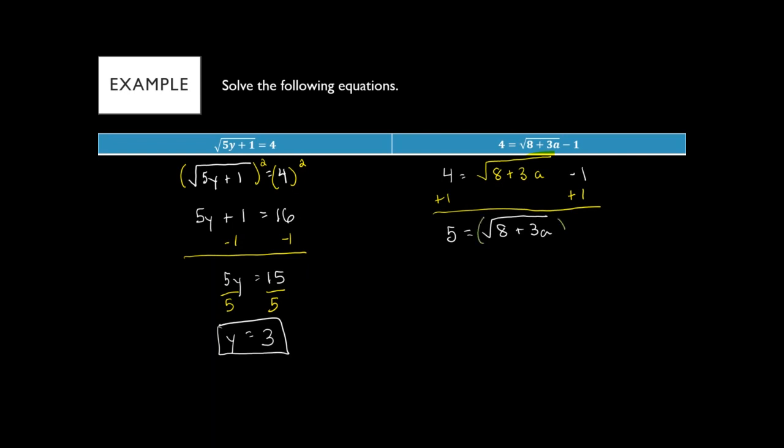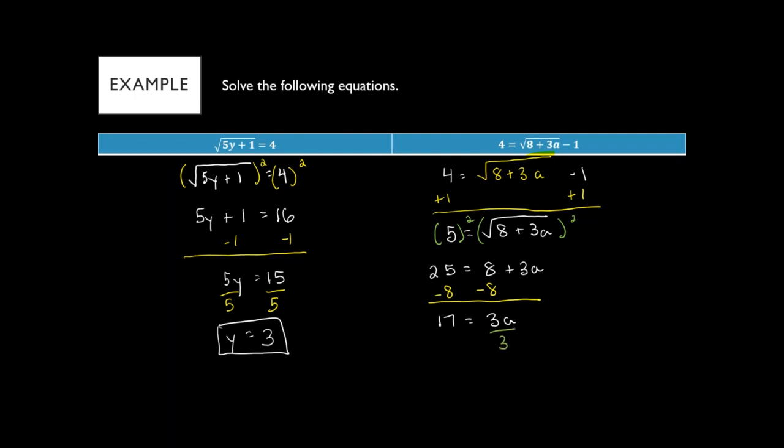So now to cancel out the square root, you square both sides. So that gives us 25. And then whatever's underneath the square root is what we're left with here. So the 8 plus 3a. And so now we've got this linear equation to solve. So I need to subtract 8 from both sides. Which I believe is 17. So that gives us 17 equals 3a.